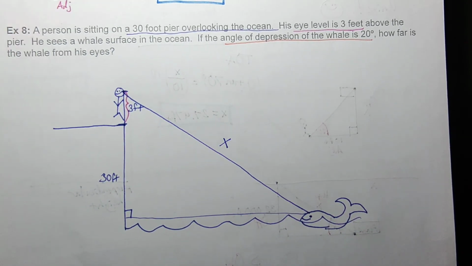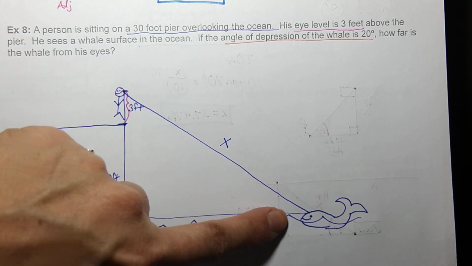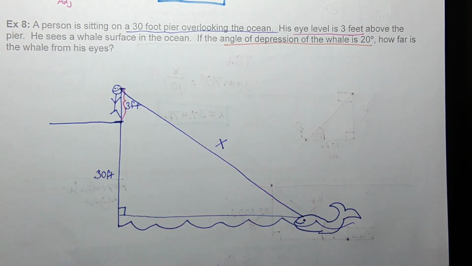I want you to see if you can figure out where the 20 degrees is going to go. Give it a try. And if you're wrong, cross it off, erase it. But give it a shot. Angle of depression of the whale means looking down at the whale has an angle of depression of 20 degrees. You can change it to an angle of elevation problem if you say the whale is looking up at the guy.